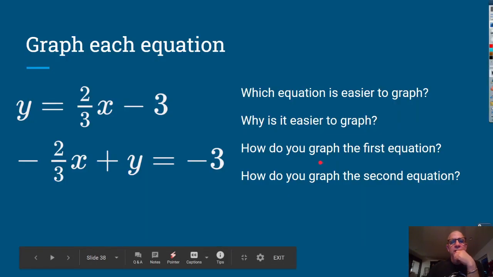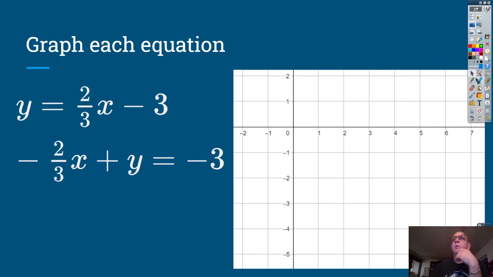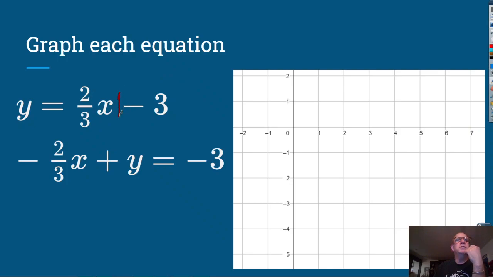So let's do that. Let's graph these two equations, y equals 2/3 x minus 3 and negative 2/3 x plus y equals negative 3. Right. So here's our nice little graph paper. We'll start with our first equation, y equals 2/3 x minus 3. So this is the y-intercept. So this is 0, negative 3.